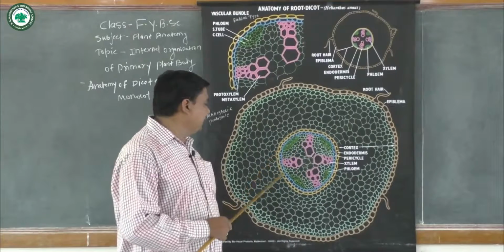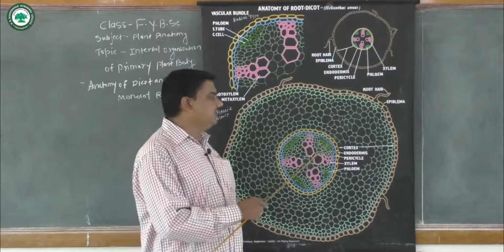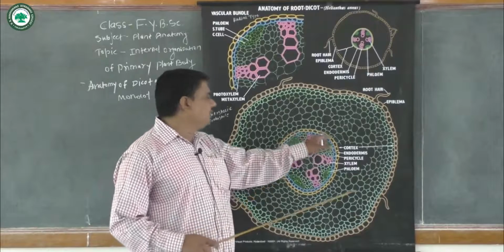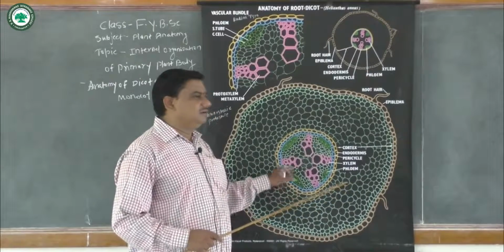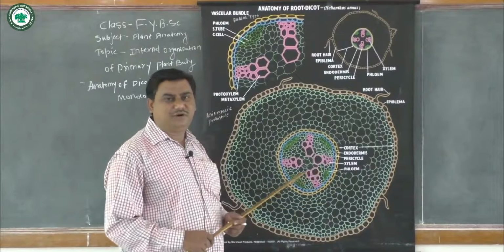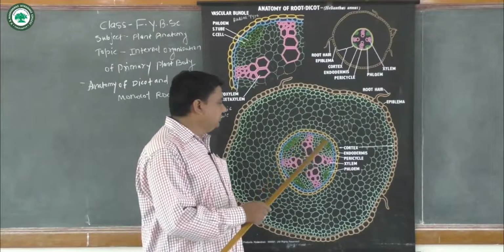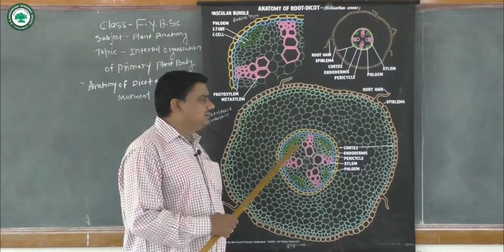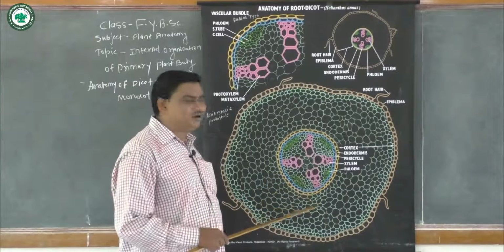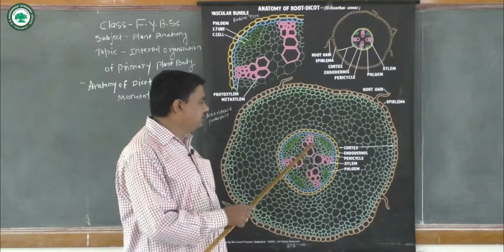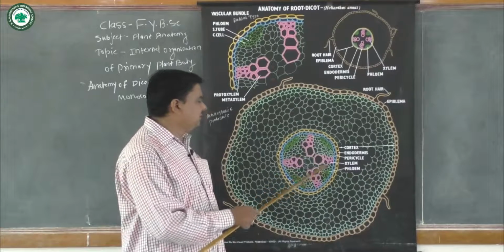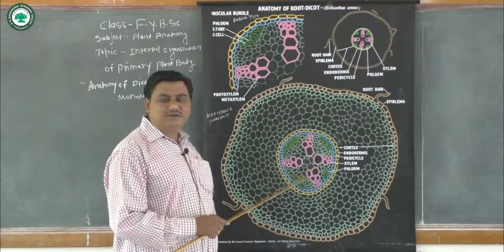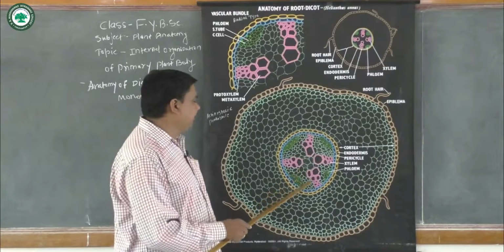The suberin material cell, or the Casparian strip, or endodermal cell, again does not allow the water to pass. Then there is the stellar region. Here there is the xylem, tetrarch, meaning what? There are 4 patches of the xylem, and then there are 4 patches of the phloem. So we call the xylem tetrarch.